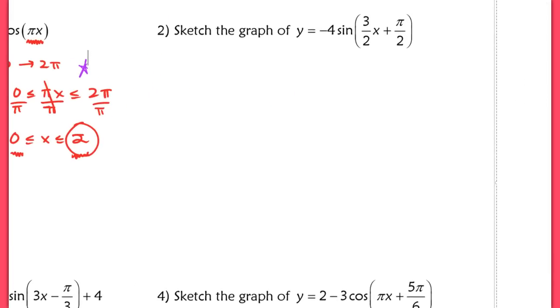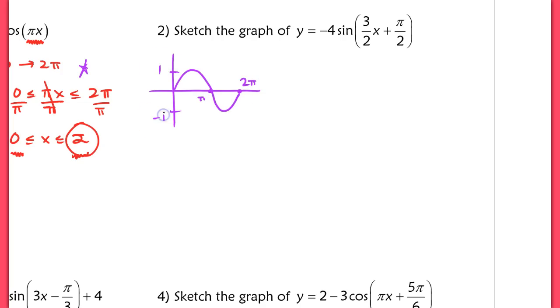So here we've got sketch the graph of y equals -4 times the sine of 3/2 x plus pi over 2. So now we're seeing a stretch as well as a horizontal shift left or right. So let's start with our general shape again for the sine function. We know that it's going to look like this over a period of 2 pi. Here's pi, here's 1, here's -1. So that's our general shape.